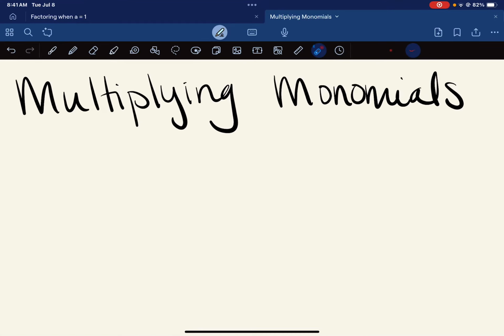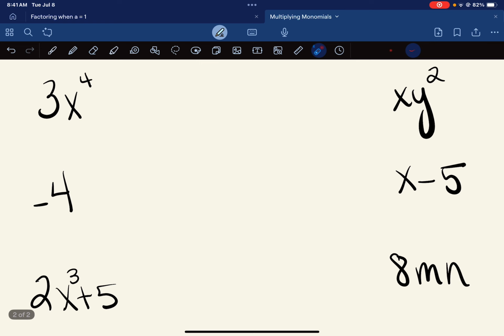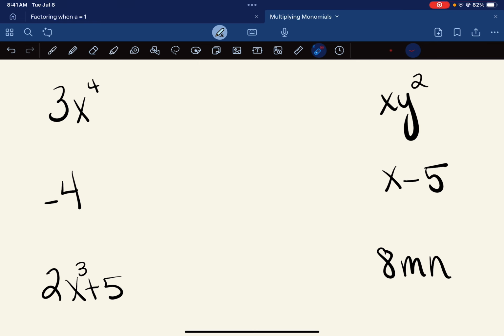Multiplying monomials. What does the prefix mono mean? That's just one. So when you're multiplying monomials, it just means that you're multiplying expressions together that only have one term in them.